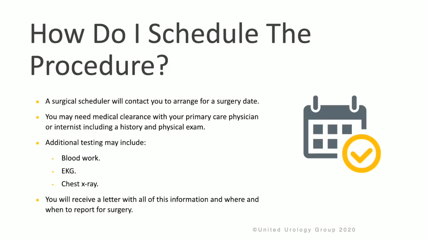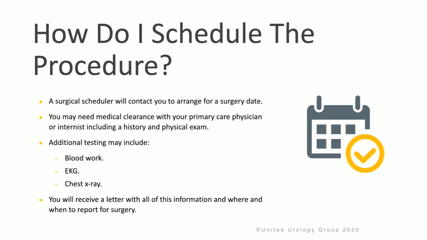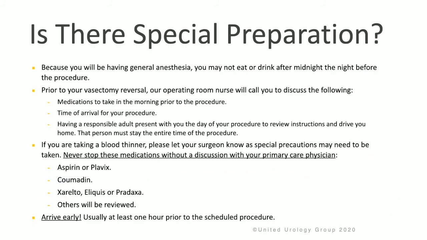A surgical scheduler will contact you to arrange your surgery date. You may need medical clearance with your primary care physician or internist, which would include a history and physical exam, as well as possibly blood work, EKG, and chest x-ray. You will receive a letter with all of this information, as well as where and when to report for surgery. Because you will be having general anesthesia, you may not eat or drink after midnight the night before your surgery.